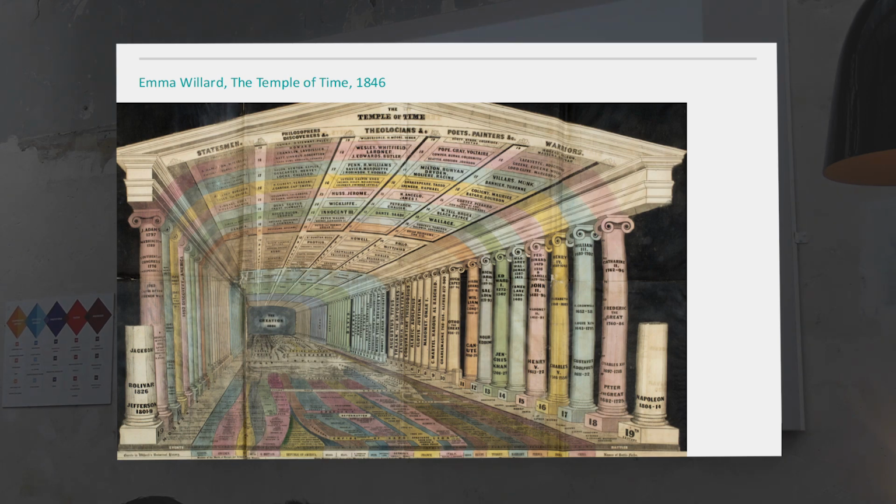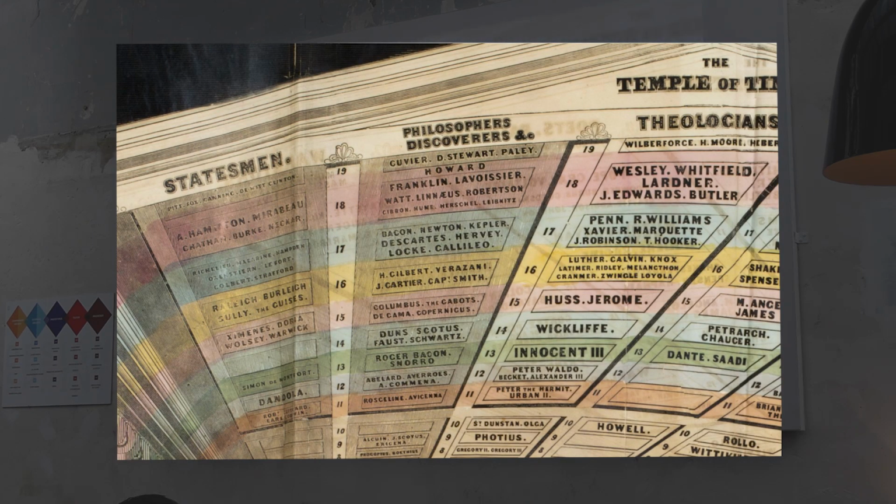Another really interesting American example is Emma Willard. So this is a woman who was one of the pioneers of women's education in the United States. She created history textbooks that were part of this broad educational program for educating women. She designed this architectural memory palace. The pillars that you see here are centuries. They're holding up a ceiling that's covered by categories of famous people.